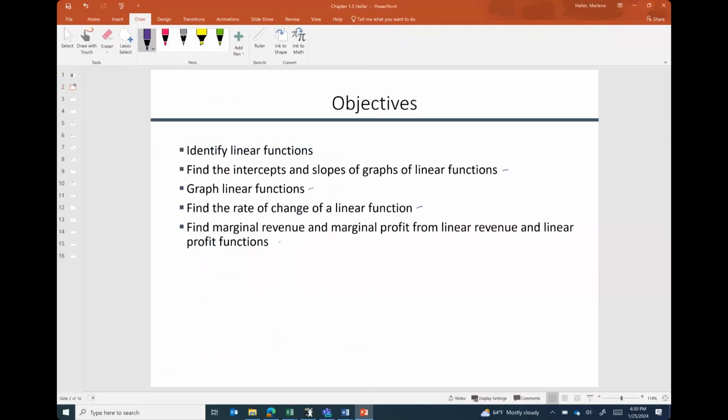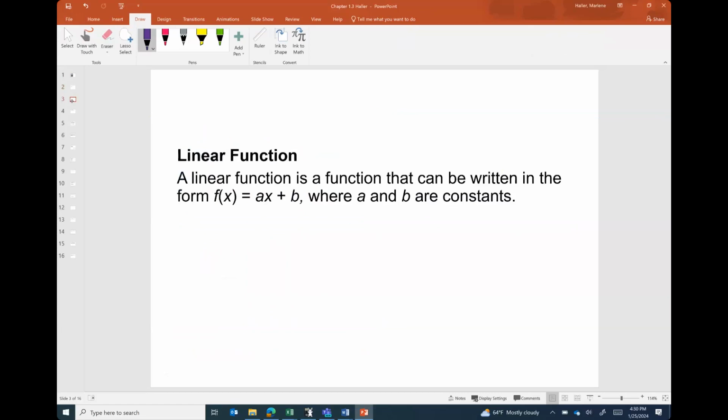and linear profit functions. All right, a linear function is one that can take this form here, f of x equals ax plus b, where both a and b are constants. So one example of a linear function might be this, f of x equals 2x plus 7.